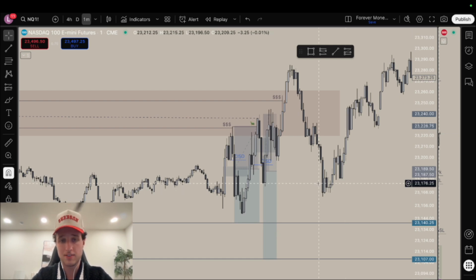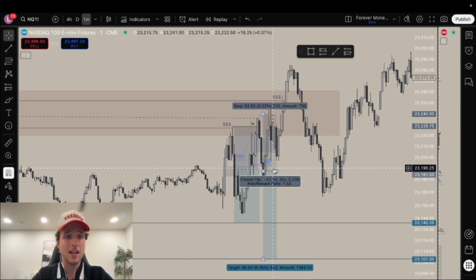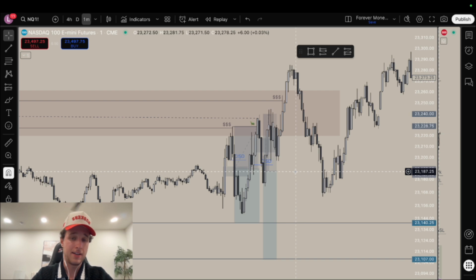I give myself 2 tries on a model. If it doesn't play out, most likely price is just inefficient. Sometimes it's because I have the wrong draw, but price was just not the most efficient this morning, so I decided to hop off.